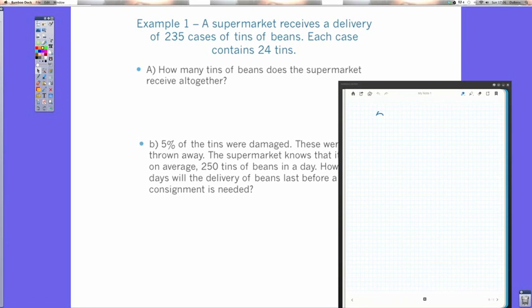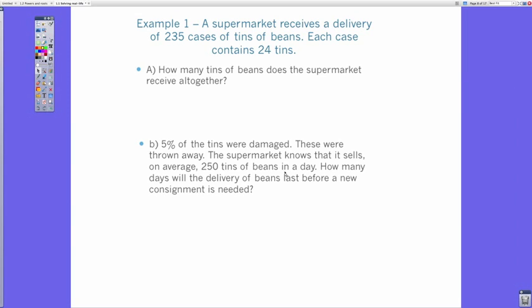So we've got 5,640 tins. Okay, if 5% are damaged, we need to work out 5% of this number. I know 10% is going to be 564. I've just divided it by 10. So for 5% of that number, I'm just going to have to half the 564, which is 282. So 282 tins are going to have to be thrown away.